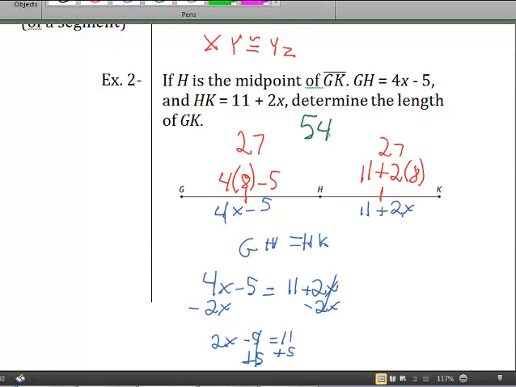All right? So that's all we have for segment addition postulate. Hopefully those examples made sense. If not, please go back and rewind.